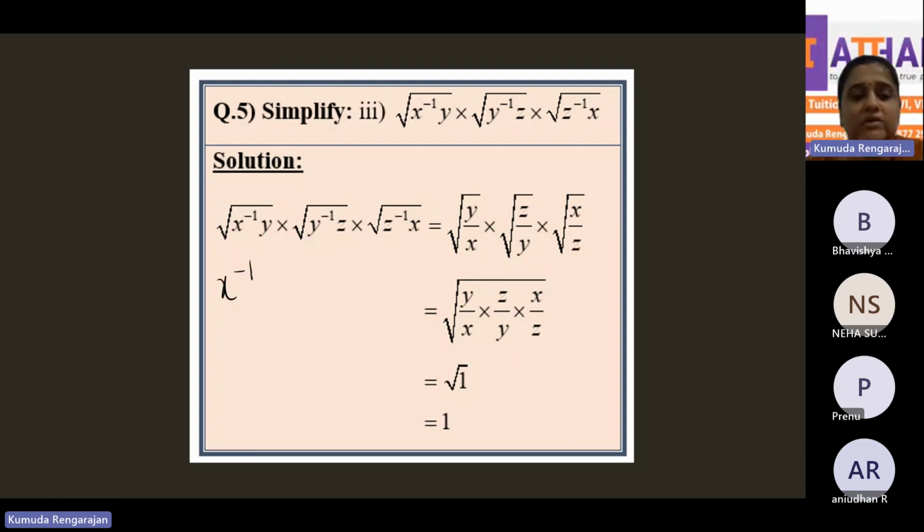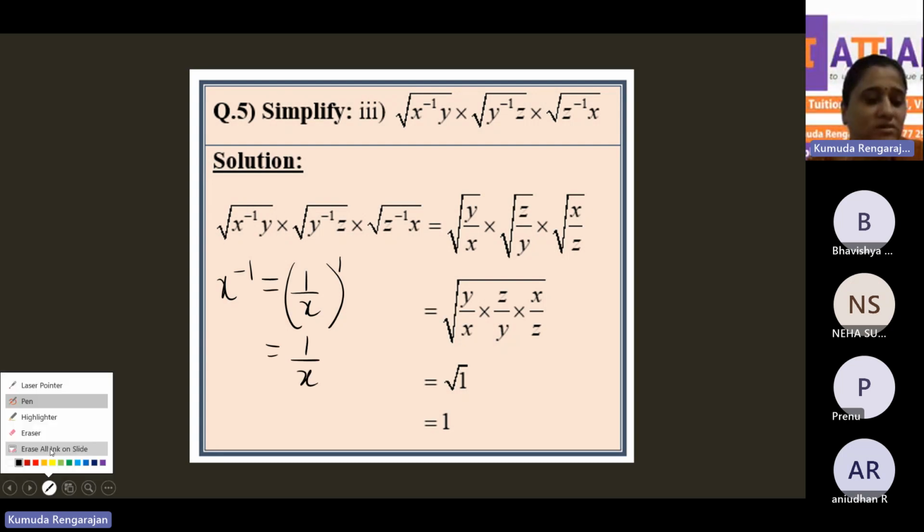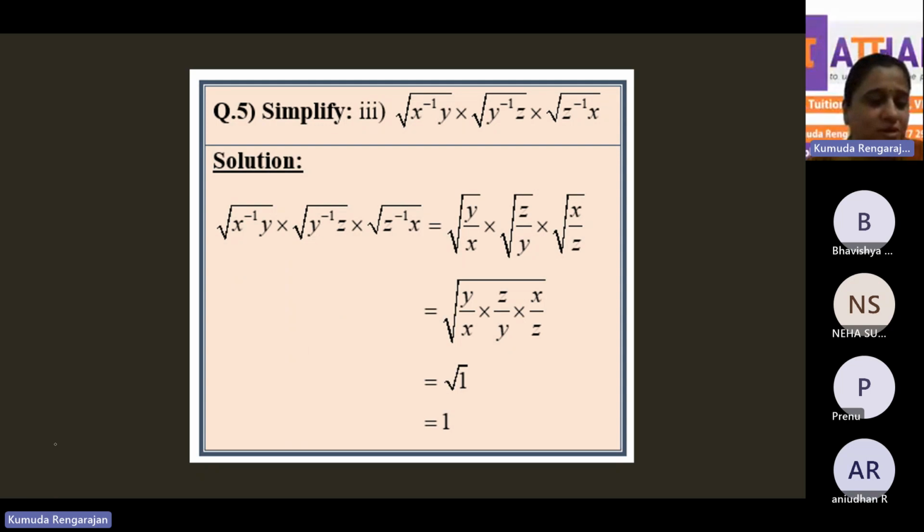The equivalent of x to the power minus 1 is reciprocal of the base. The base is x, or x by 1. So 1 by x, reciprocal of the base, negative of the power. So minus 1 becomes plus 1. So that's nothing but 1 by x. All right. So using this, we can easily evaluate the expression given.